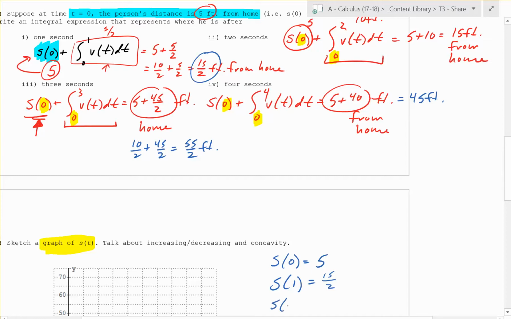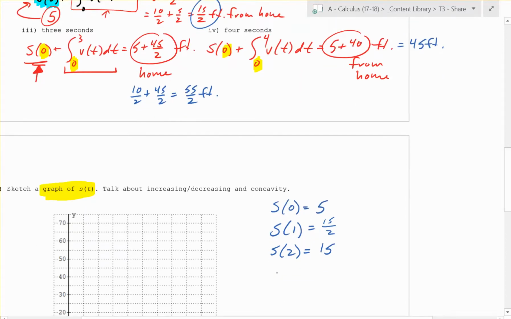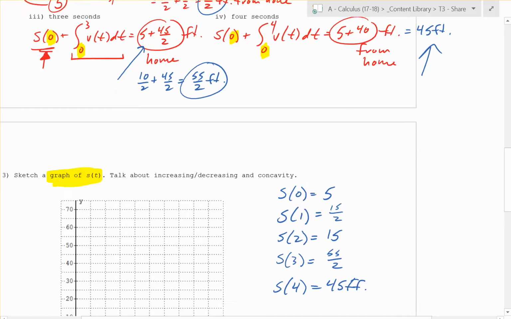And we know that s of 2, the position at time equal 2, was 15. And what was it at s of 3? s of 3 was this sum, which comes out to 55 over 2 feet, so 55 over 2. And s of 4, the position at 4 seconds, was 45 feet. I can write feet pretty well there. I can almost write it really well.